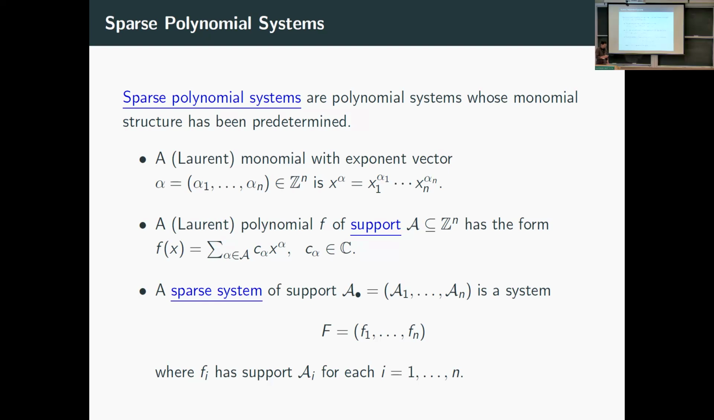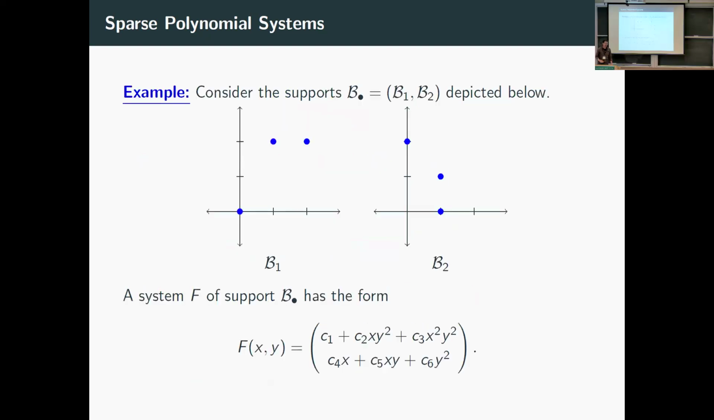Okay, so quick example. This will be our running example throughout the entire talk. We'll see this like 7 times or something. So we have these supports B dot. Why I've called them B dot instead of A dot here will be relevant later on. We have 2 of them in Z^2, so we'll have 2 polynomials in 2 variables.